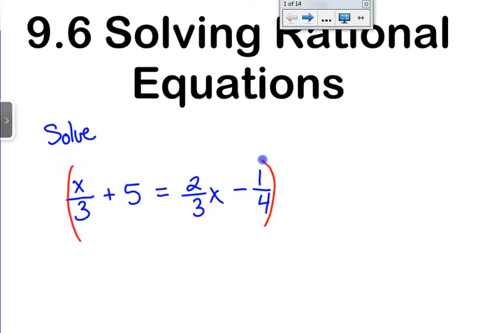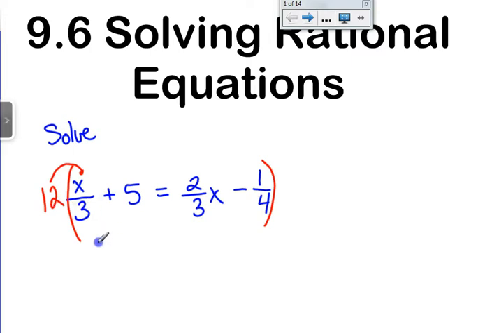if you remember, we'd put big parentheses around the whole equation, we'd look at our denominators, which were 3 and 4, and we'd come up with the LCM of 3 and 4, which would be a 12. Now the reason we did this is because when we went ahead and distributed the 12 to everybody, we created a linear equation that no longer had fractions.